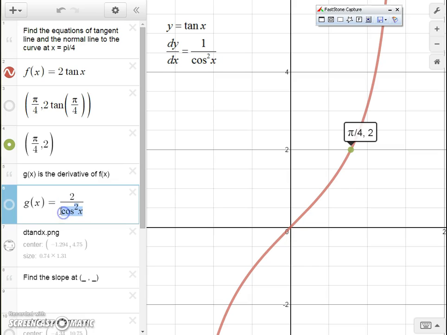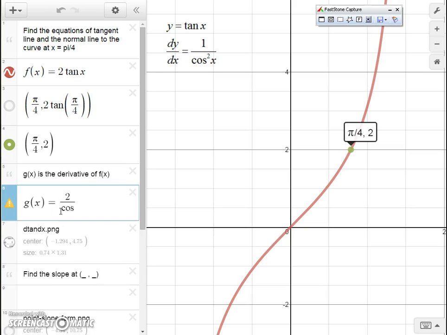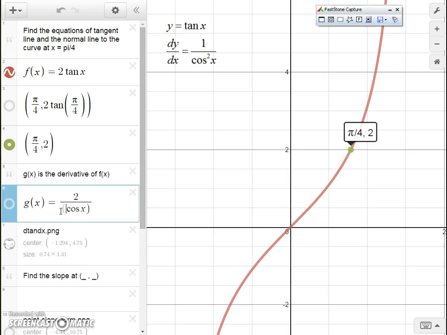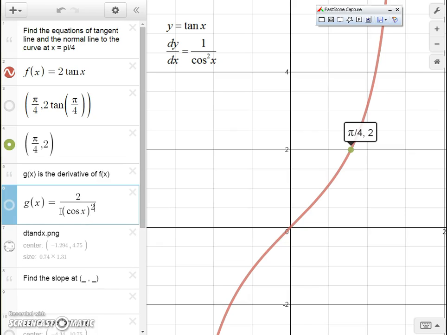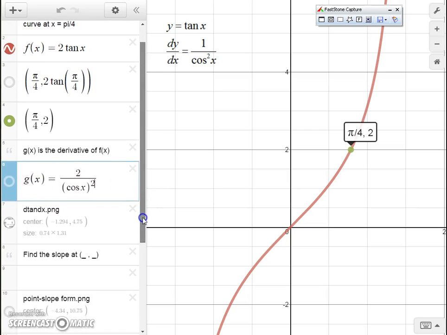And if this looks weird to you, I will change the way it looks a little bit. So this is cosine x, but the whole denominator would have a power of 2. What I have done just now, in the past few seconds, is just manipulating the way it looks, but they all mean the same. Okay, so my g of x is the derivative of my f of x. Now, what does the derivative give us? The derivative gives us the slope, correct? So I can find out the slope at this green point by substituting pi over 4 into my derivative expression.